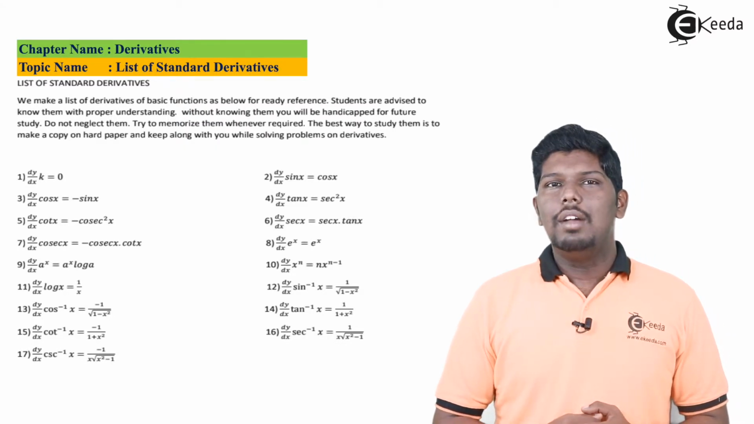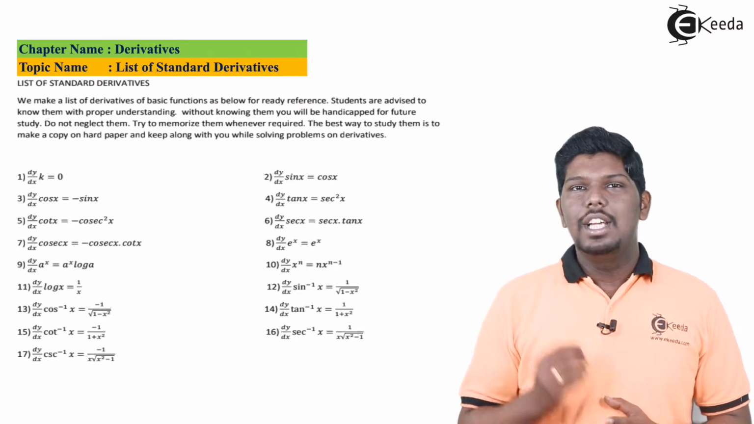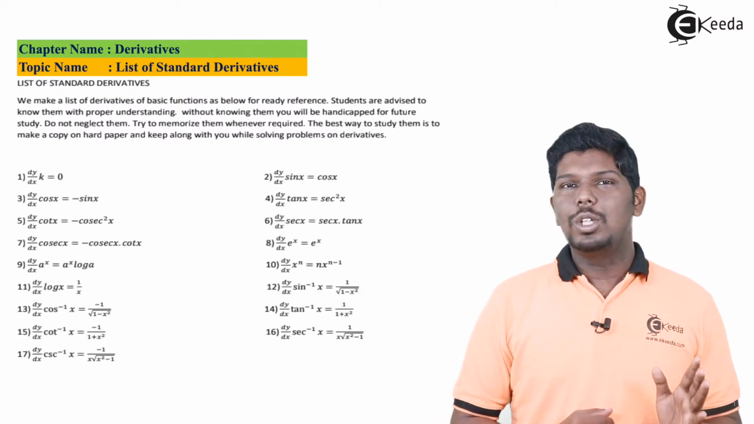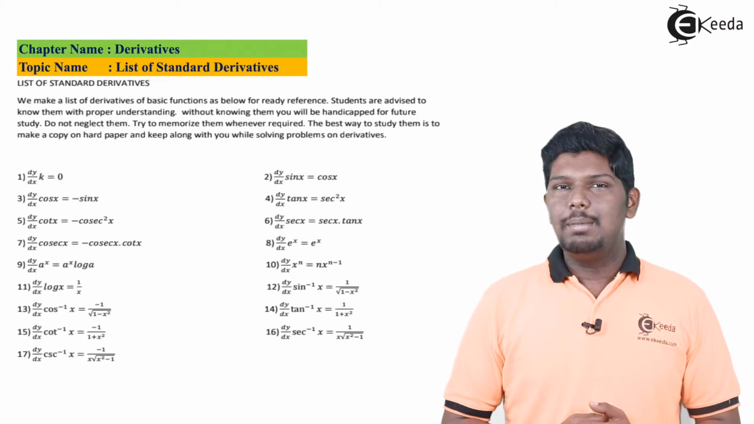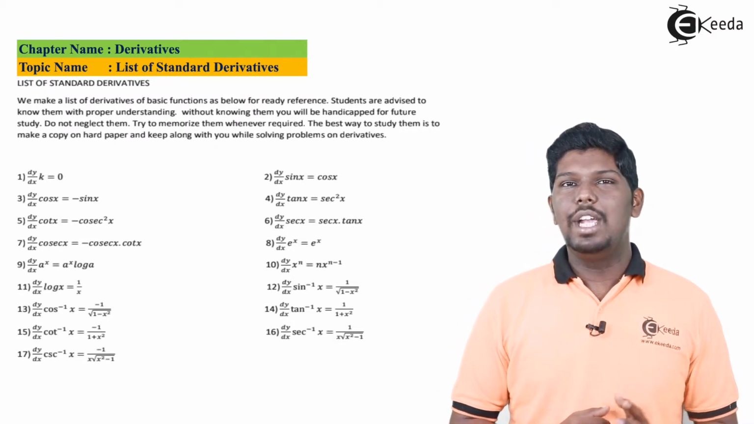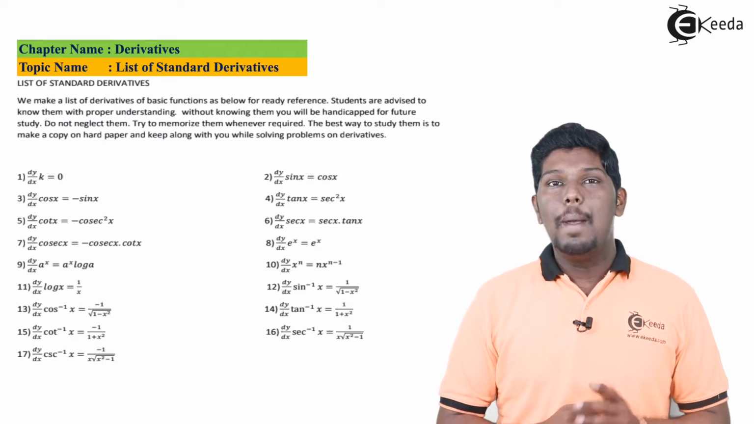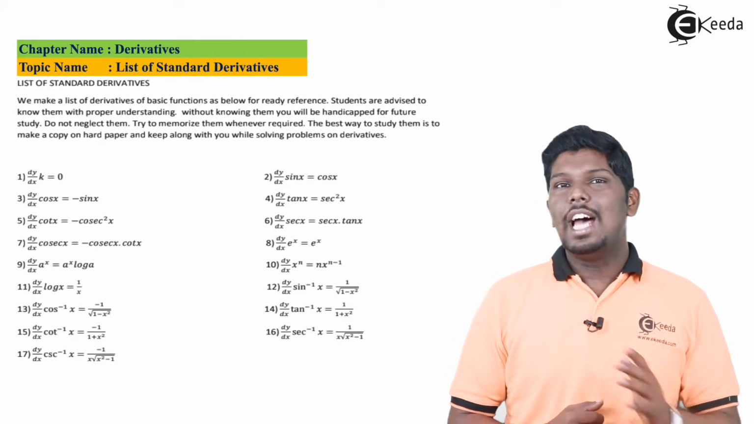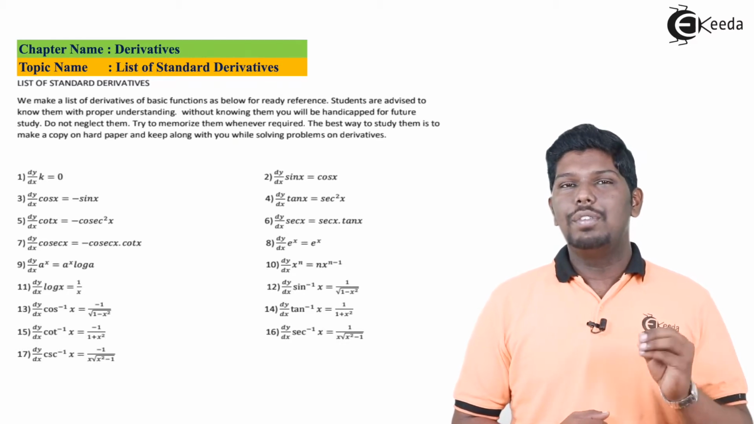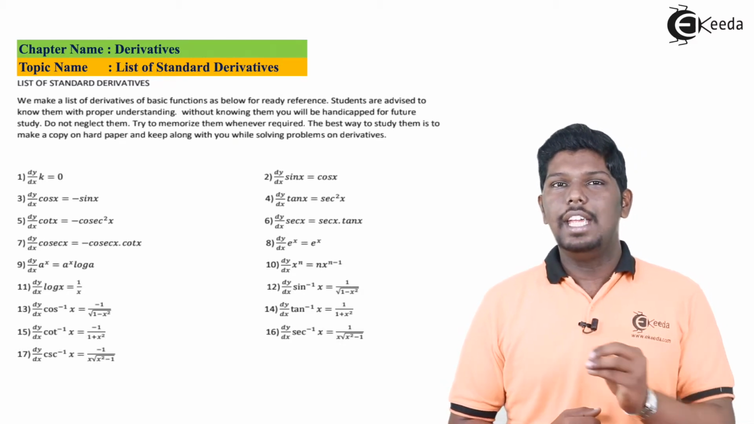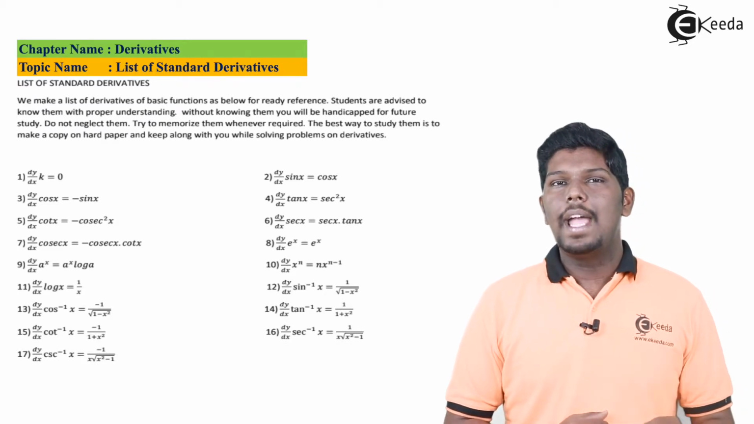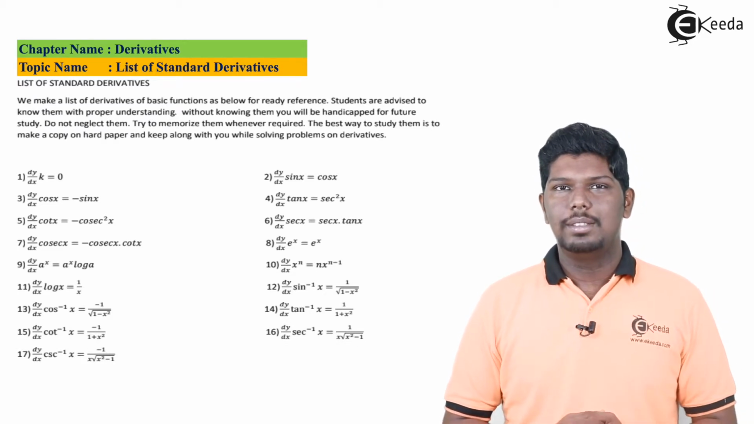From the second formula, we are starting with trigonometric functions. So derivative of sin x is equal to cos x. Derivative of cos x will be minus sin x. Similarly, derivative of tan x will give you sec square x, and derivative of cot x will give you minus cosec square x. The last two trigonometric ratios will be sec x and cosec x. So derivative of sec x will give you sec x into tan x, while the derivative of cosec x will be minus cosec x into cot x.